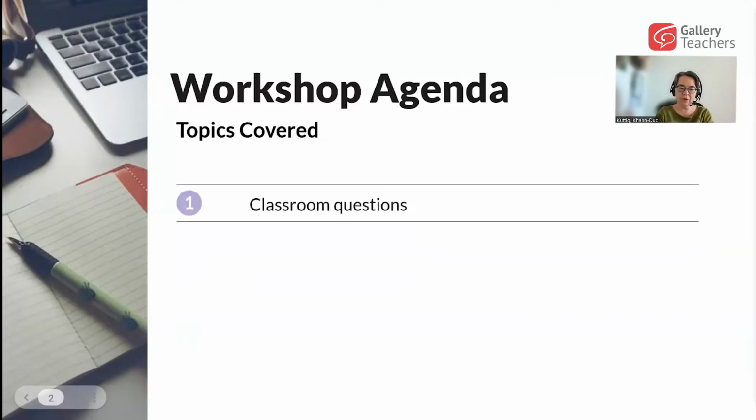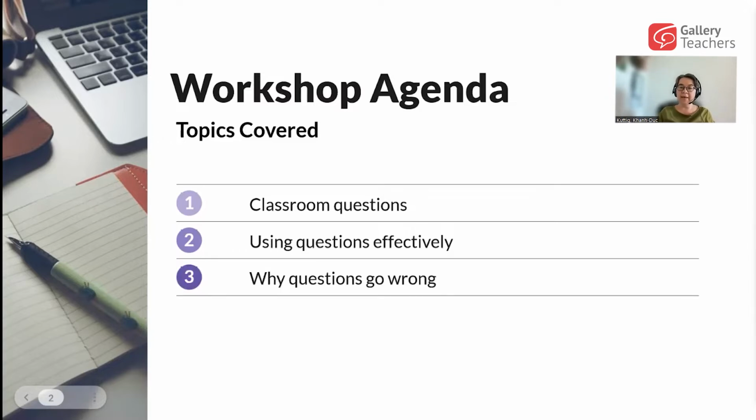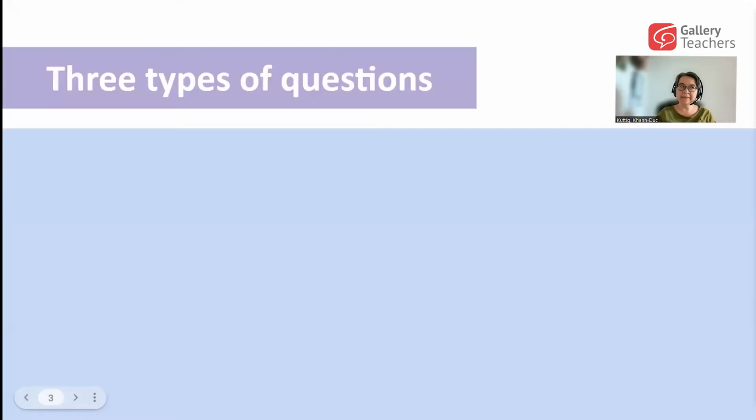So first of all, we're going to look at classroom questions, what kind of questions there are, what kind of questions we use in the classroom. And then we're going to look at how to use questions effectively. So not just questions, but how to use them in a way that works for us and for our learners. And then we're going to look at why questions go wrong. You're familiar with cases where you ask questions and you get no responses, or you ask questions and end up having to ask more questions. So we look at pitfalls in questioning. And then last but not least, we're going to put it all together and see what you can take away from it. So let's begin.